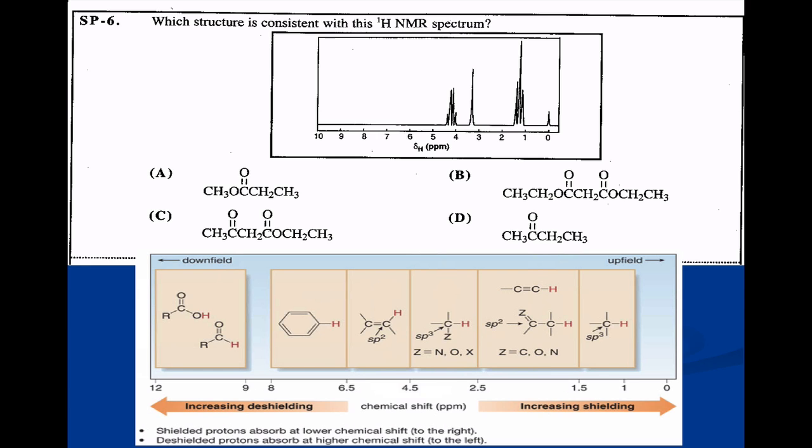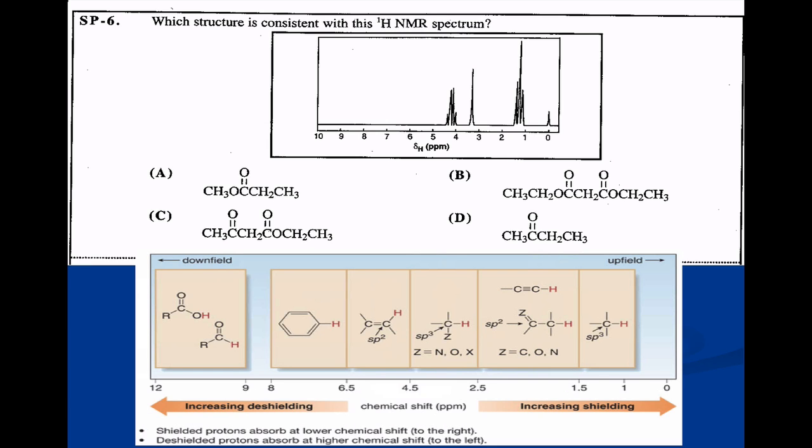We can eliminate C. Why can we eliminate C? How many signals does it have? It should have 4 signals, right? A CH3, a CH2, the other CH2, and the other CH3. Those are 4 unique signals. Can't be that spectrum, right? Doesn't work out. So, okay?